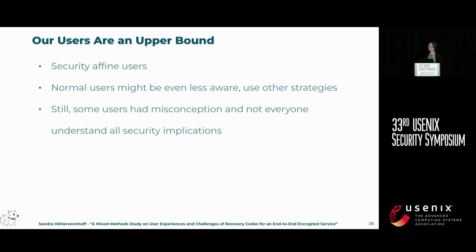And before I end my talk, I want to stress that our participants were most likely an upper bound. As we queried users of the service Tuta, we most likely got quite security-affine users, and they might be representative for people deliberately using an end-to-end encrypted service, but probably not so much for normal users caring less for security. But these normal users might also get in touch with recovery codes, for example, if they set up 2FA. We expect such users to be even less aware of recovery codes and to deploy other strategies more often, for example, taking a picture of the recovery code.